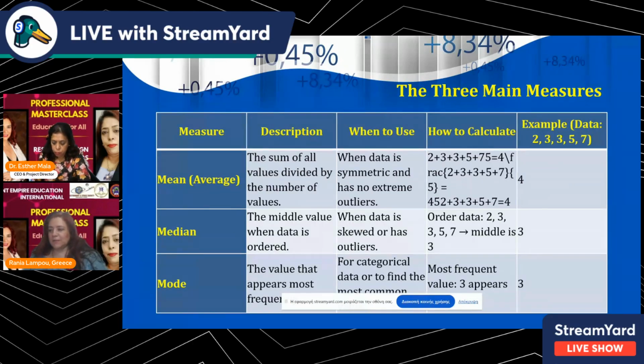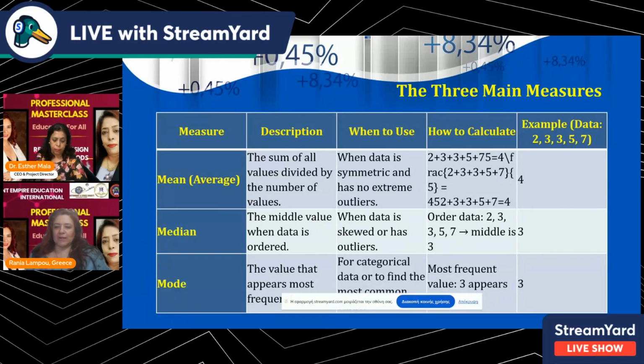So the three main measures are these. The mean, the average, the sum of all values divided by the number of values. The median, what is median? The middle value when data is ordered. And the mode, the value that appears most frequently. The mean is used when data is symmetric and has no extreme outliers. The median is used when data is skewed or has outliers, and the mode is used for categorical data or when we want to find the most common value.